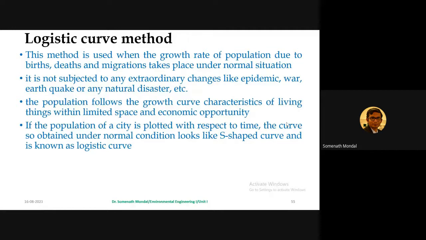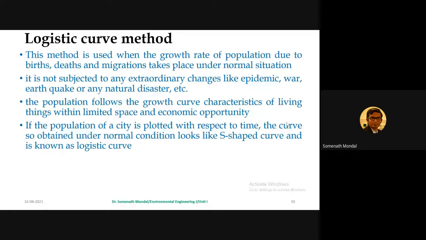So basically the logistic curve method is used when the growth rate of population due to births, deaths, and migrations takes place under normal situations, and it is not subjected to any extraordinary changes like an epidemic, war, earthquake, or any natural disaster, or any huge immigration because of some political issues. So when those things are not there and the population follows the growth curve characteristics of living things within limited space and economic opportunity, then the logistic curve method can be applied.